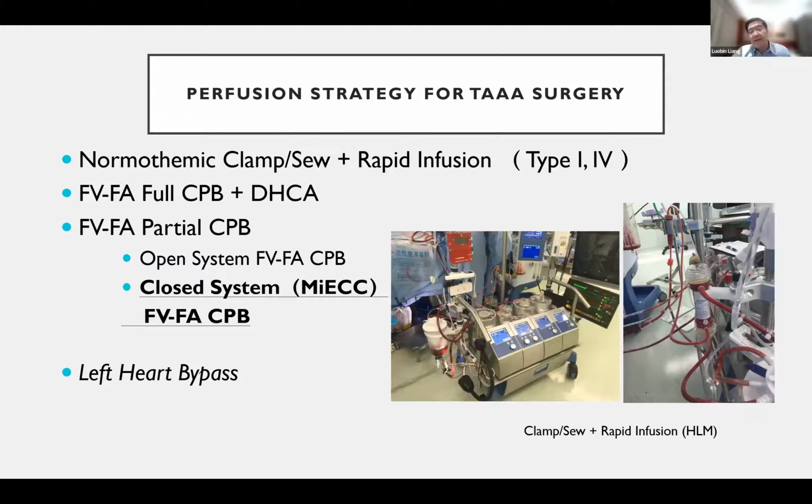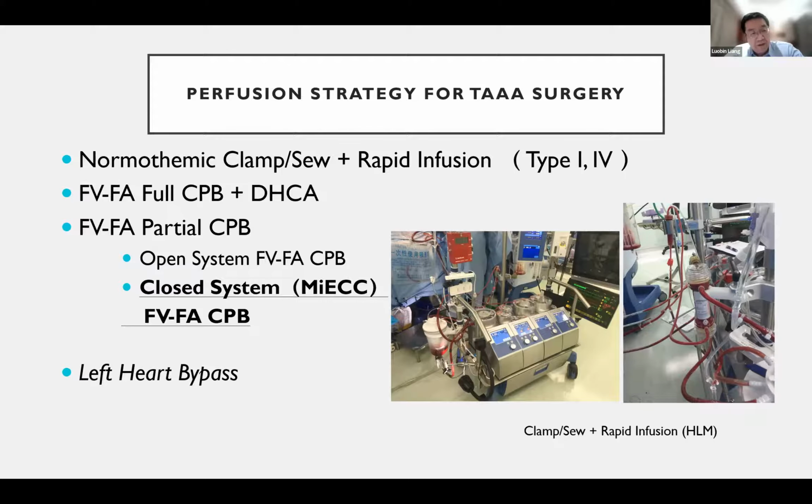So the perfusion strategy for thoracoabdominal aortic surgery is based on the different types of thoracoabdominal aneurysm. We have different strategies. For type 1 or type 4, where the aneurysm is more limited to the thoracic or abdominal aorta, usually we use a normothermic approach, just a clamp and sew, and we can also use a rapid infusion.